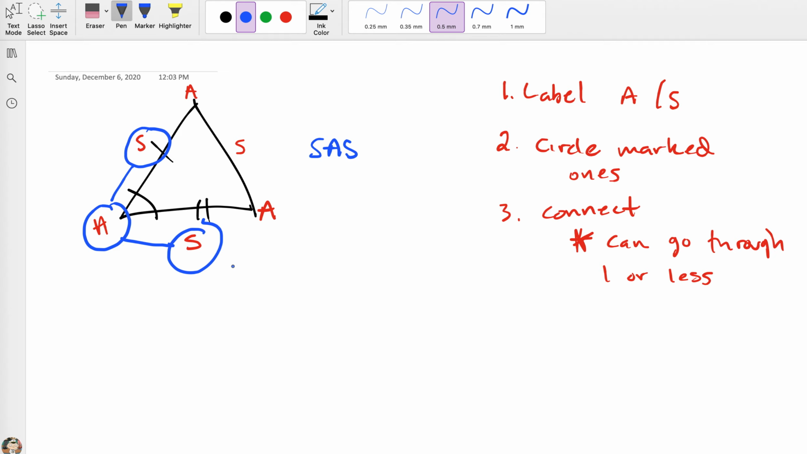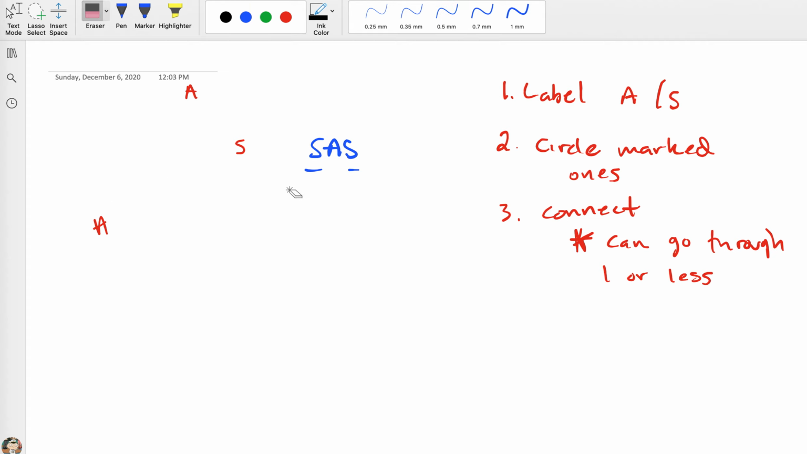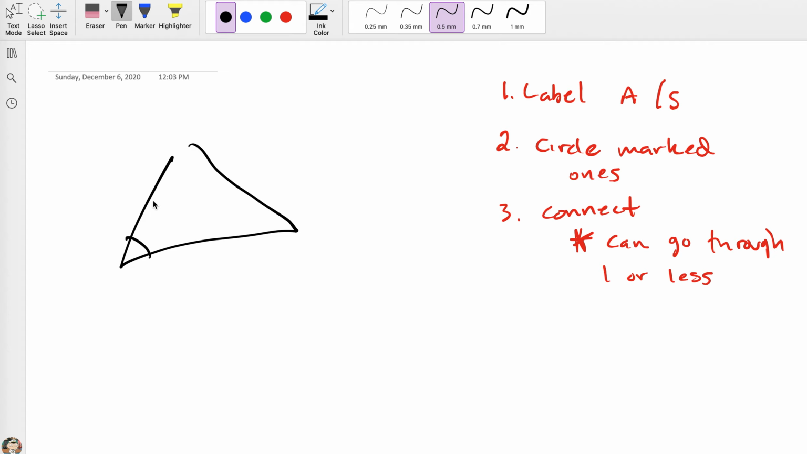And when it doesn't have the same letter in the front and the back, we always want to read it in alphabetical order. This one won't matter because S is in the front and in the back. So we labeled the angles and sides, we circled the ones that were marked, and we connected them. Some of them will have a space in between the things we're connecting, so let's take a look at that.